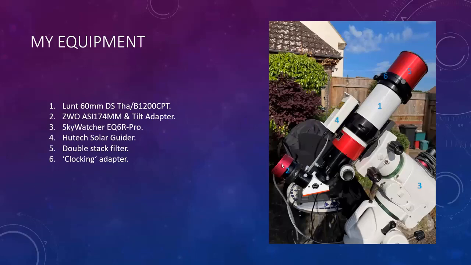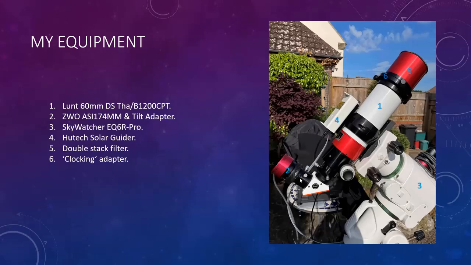At the back here, number 2, I have a ZWO ASI 174 mono camera and tilt adapter. I always use a tilt adapter purely because I start off with 0 magnification in the image train, and then I start adding Barlows and power mates, and as you magnify the sun more and more, Newton's rings can come in.